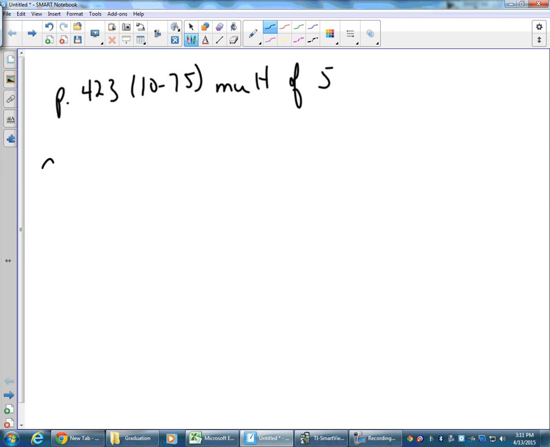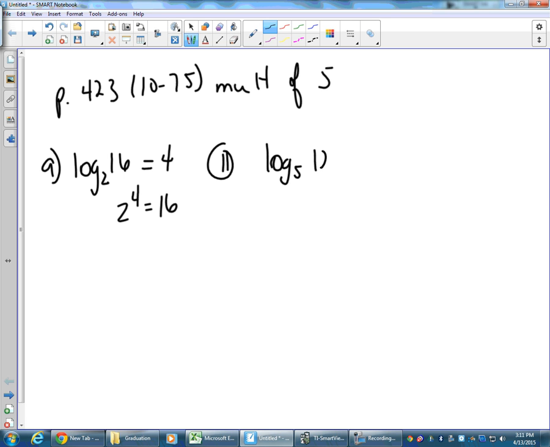So number 9 says, what is the log base 2 of 16? We're asking basically what power of 2 would give me 16. So my answer for that would be 4 because 2 to the 4th is 16. Number 11, what is the log base 5 of 125? In other words, 5 to what power is 125? And that answer would be 3 because 5 cubed is 125.